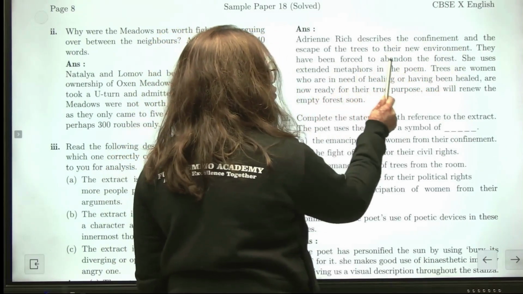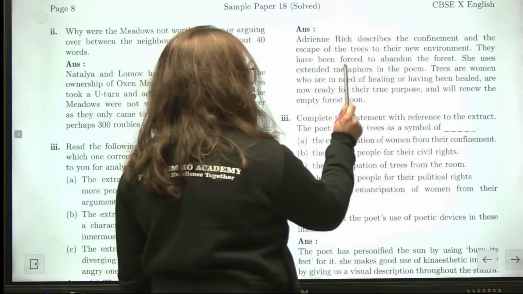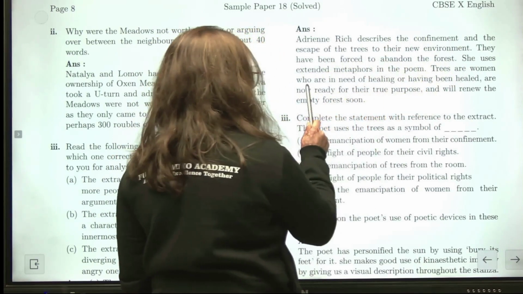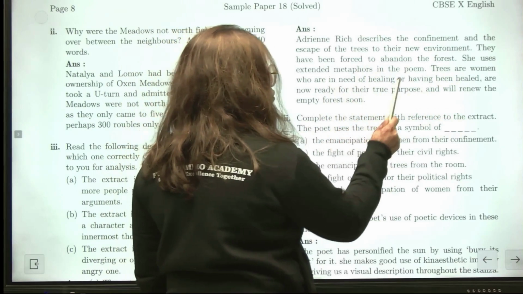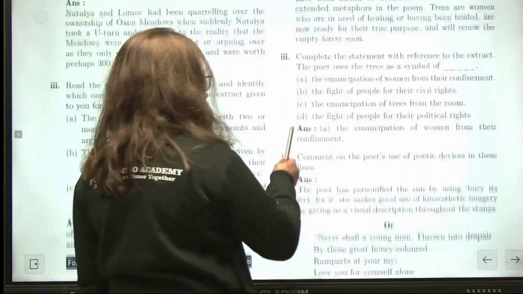They have been forced to abandon the forest. She uses extended metaphors in the poem. Trees are women who are in need of healing or having been healed, or now are ready for their true purposes and will now renew the empty forest soon.